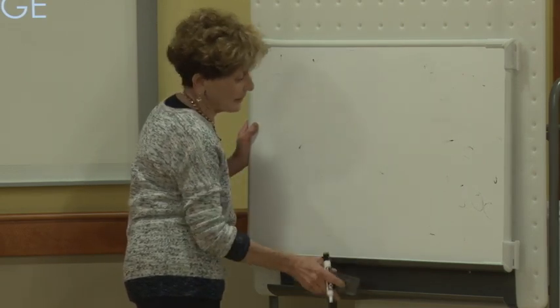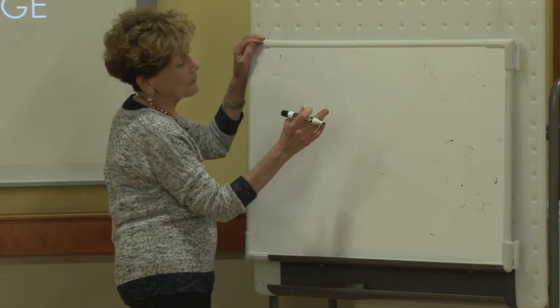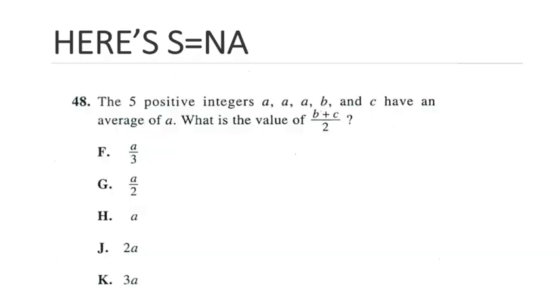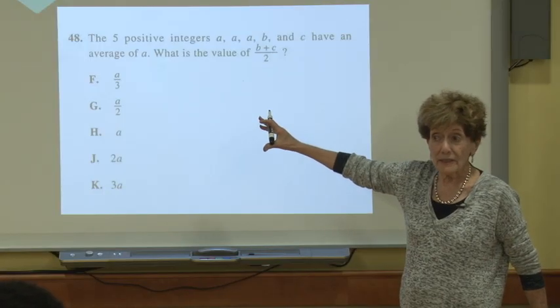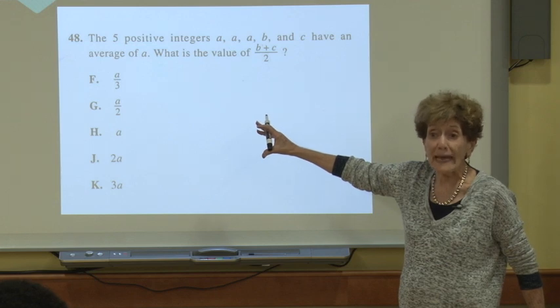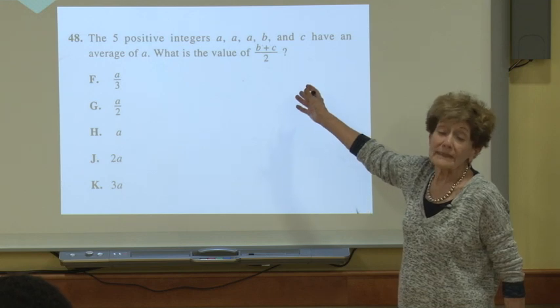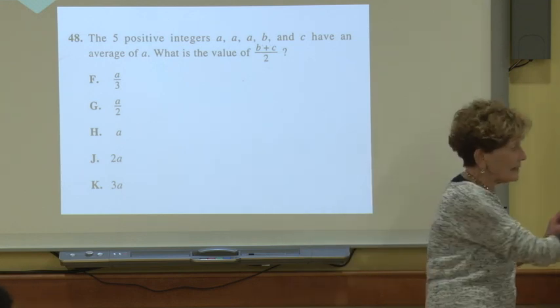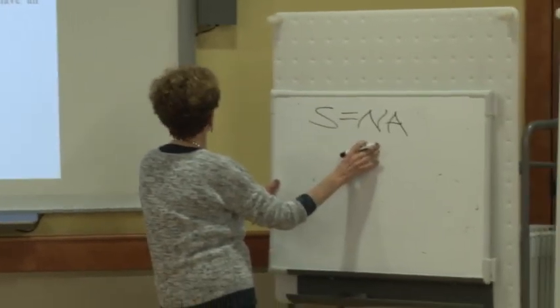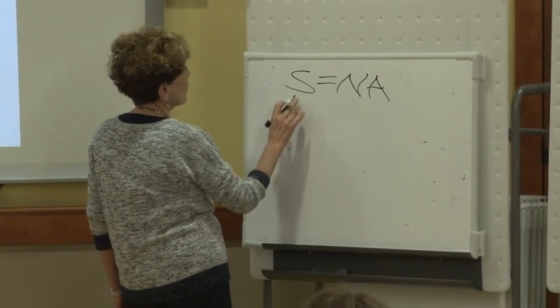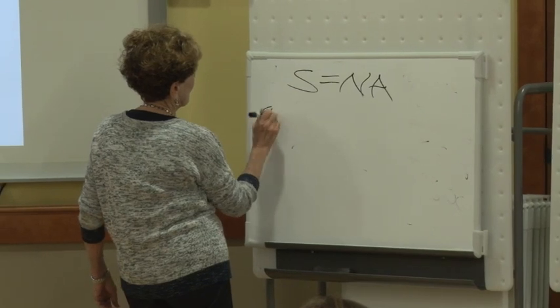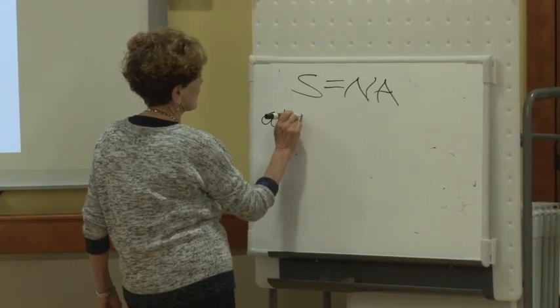Now, some problems you'll have to do both. They'll have both S equals N A and S over N equals A. The 5 positive integers a, b, and c have an average of a. So are they giving you an average? Yes. So what formula do you write down? S N A. Right. And then they want b plus c over 2. So you write down, come on everybody do it. Write down S equals N A. What's your sum? A plus, come on, work.